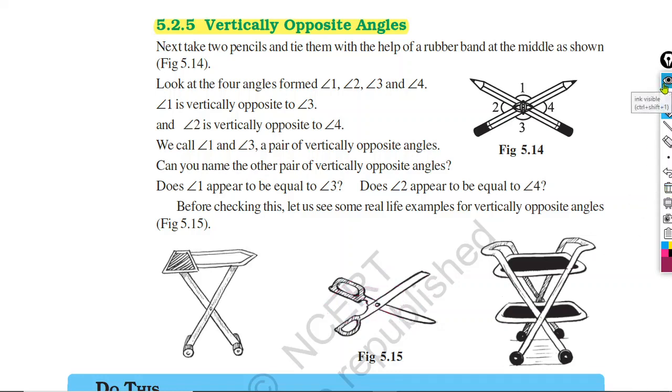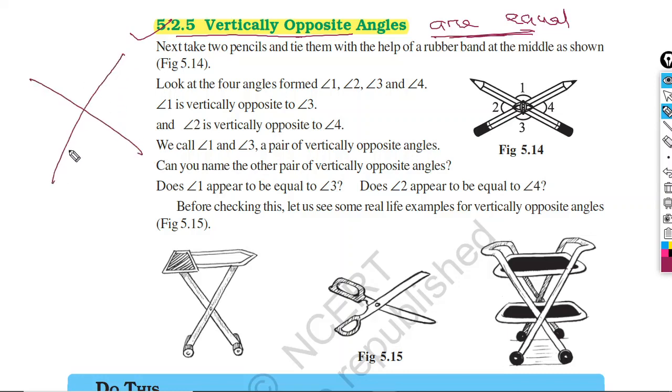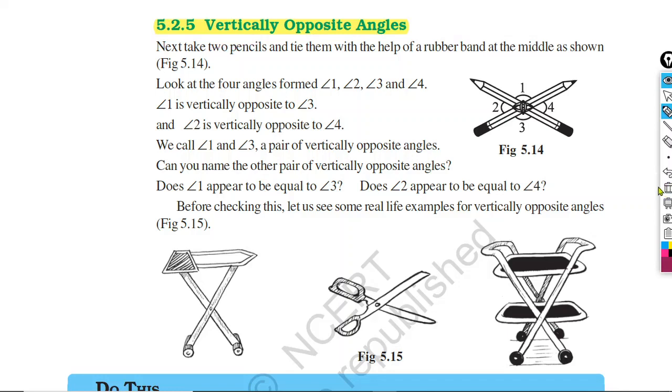Okay, now another concept is there, vertically opposite angles are equal. That means, suppose we draw some vertically opposite angles here, angle number 1 and angle number 2. So angle 1 and angle 2 are vertically opposite angles, and angle 1 must be equal to angle 2. Okay, we can prove it. Let's see whether the proof is here or not. Okay, we'll prove it here.